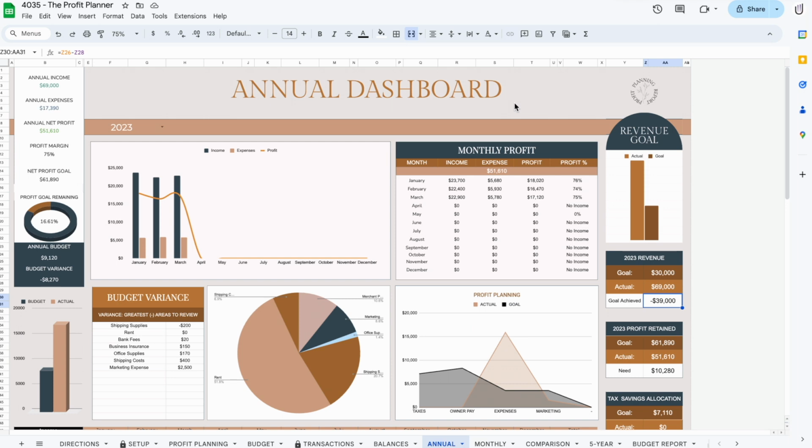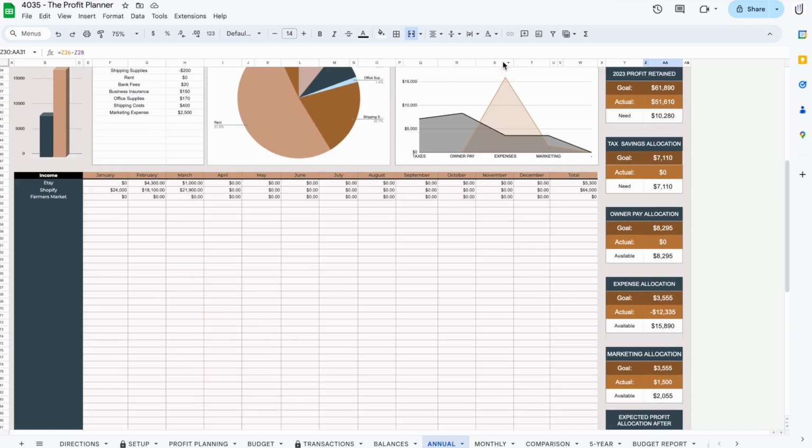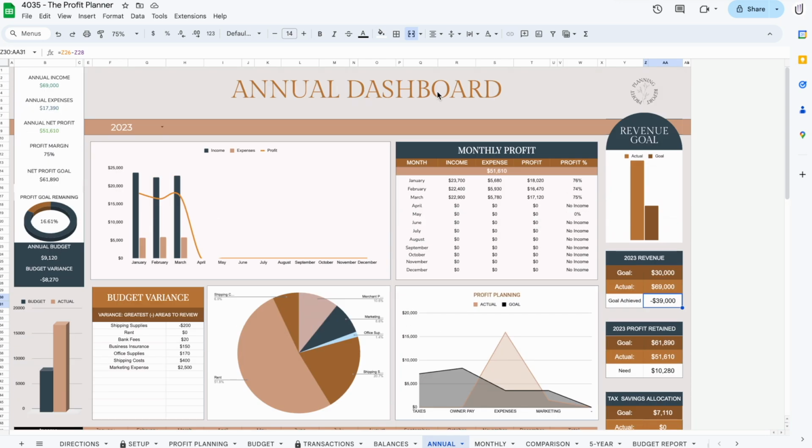As you begin to build more data inside of your profit planner, this annual dashboard is going to fill out more. I've only filled out 3 months of data, so the data that you're going to review here is limited. But the idea here is to just show you briefly all of the data that is available to you in each of the dashboards that's inside of the profit planner. So the annual dashboard is going to be the second dashboard that you see.